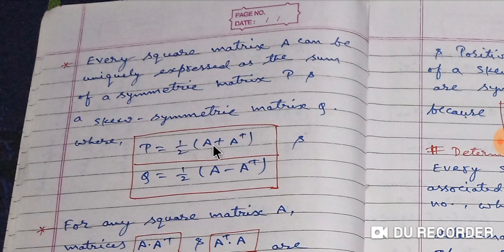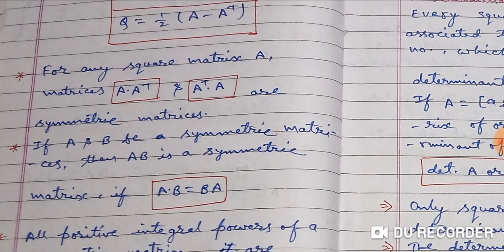And if we have to talk about the skew symmetric matrix, then we just apply a minus sign here. The difference of a given matrix A and its transpose, and their half, is known as a skew symmetric matrix. This is the process for expressing matrices in the form of symmetric and skew symmetric matrices. So now let's move forward.